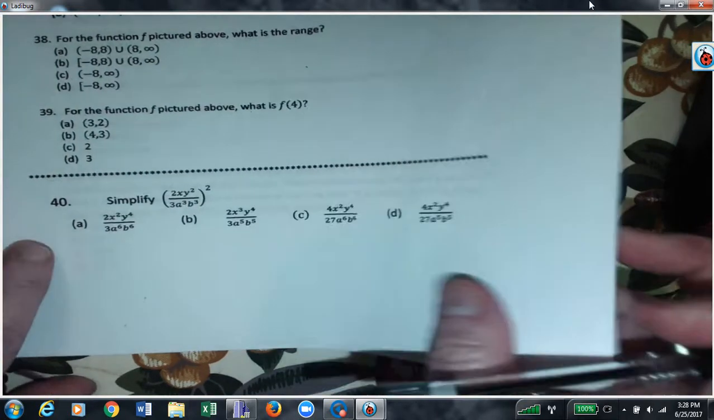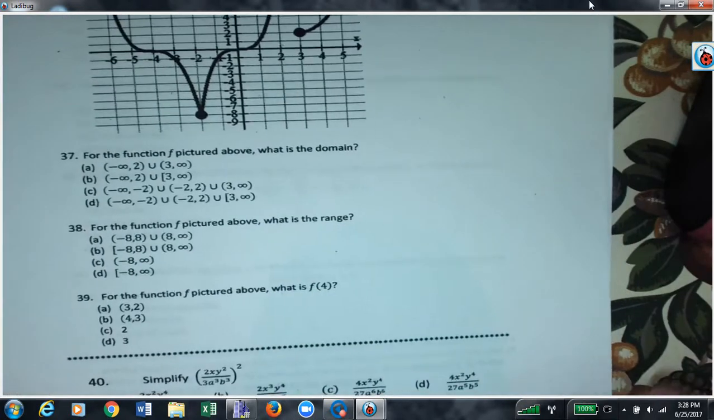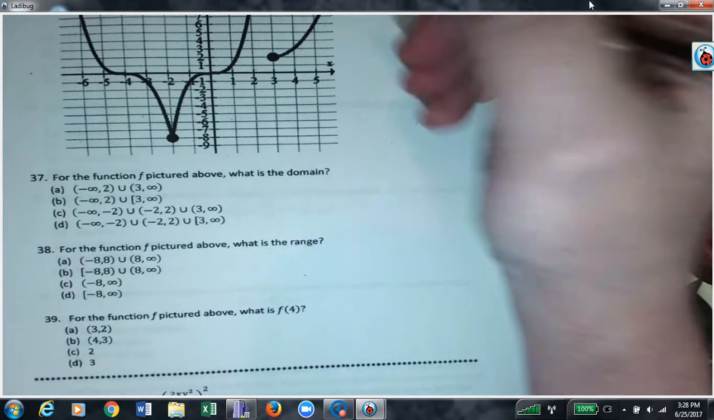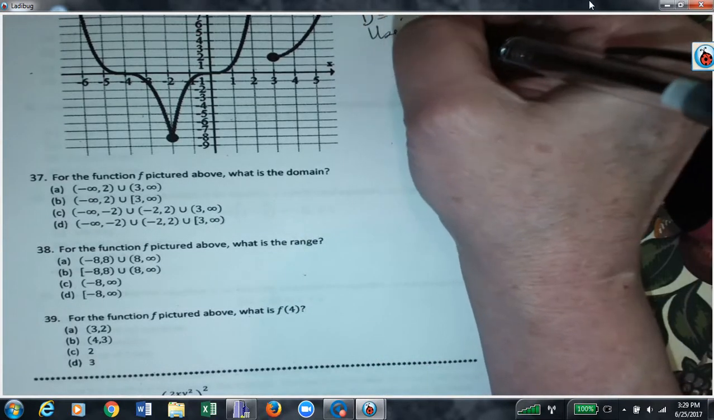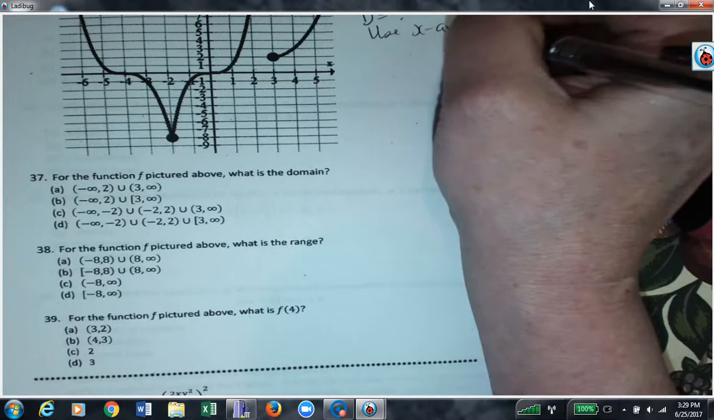Okay, what is the domain? Okay, remember the domain, you use the x-axis to measure how wide.